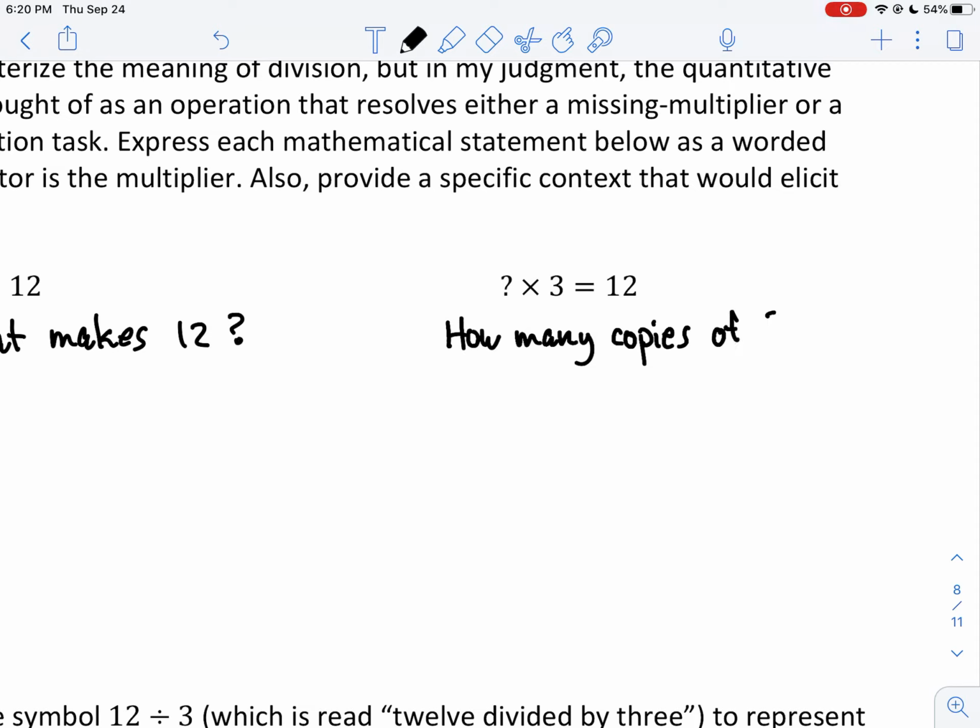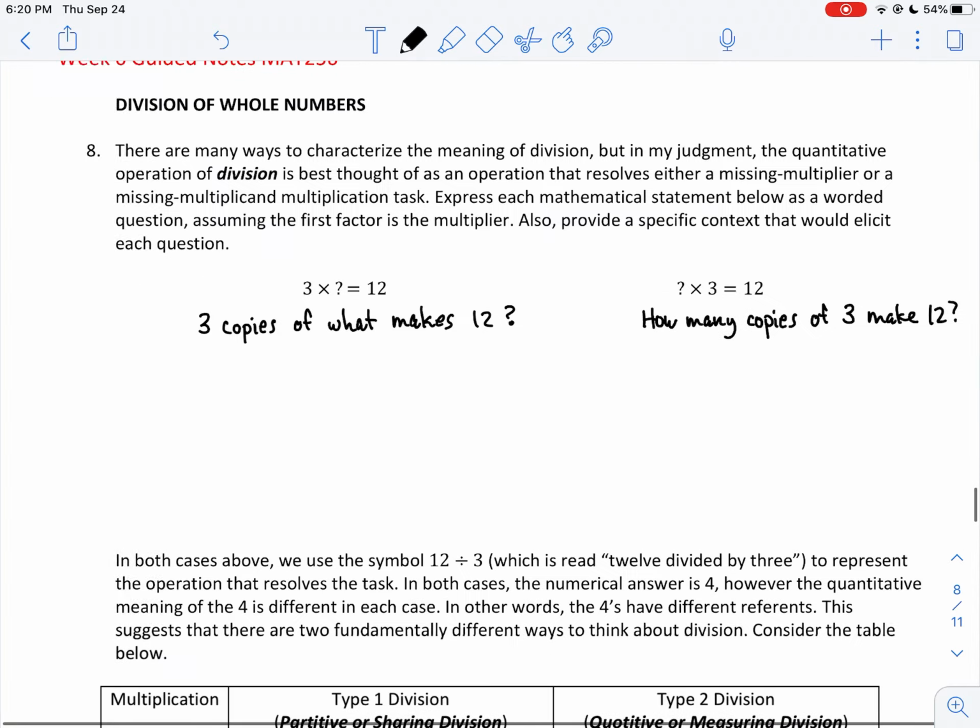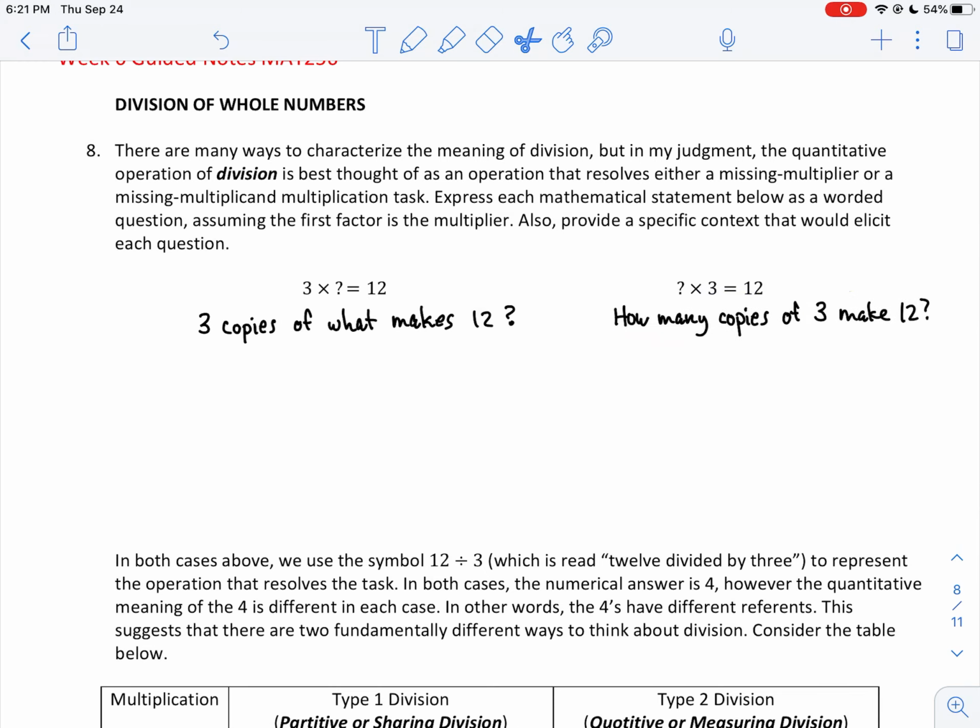How many copies of... we do know the multiplicand, it's 3 per copy, make 12. Okay. So these are called missing multiplier and missing multiplicand. The first one's a missing multiplicand, and this one's a missing multiplier. And they're conceptually different questions.